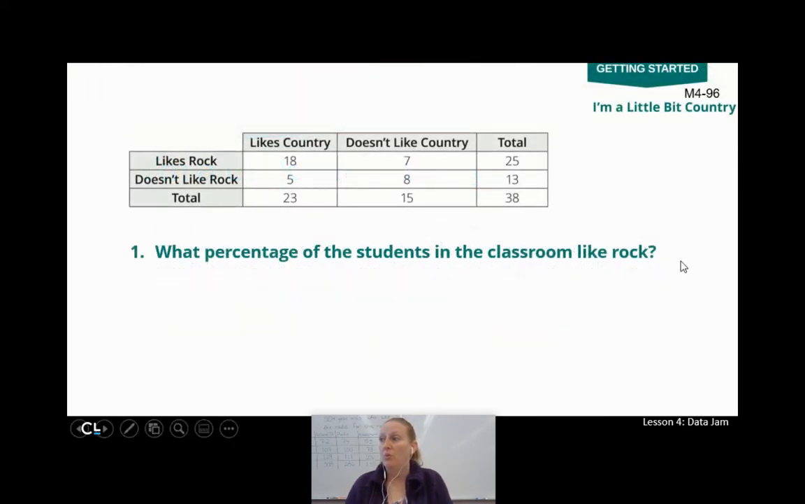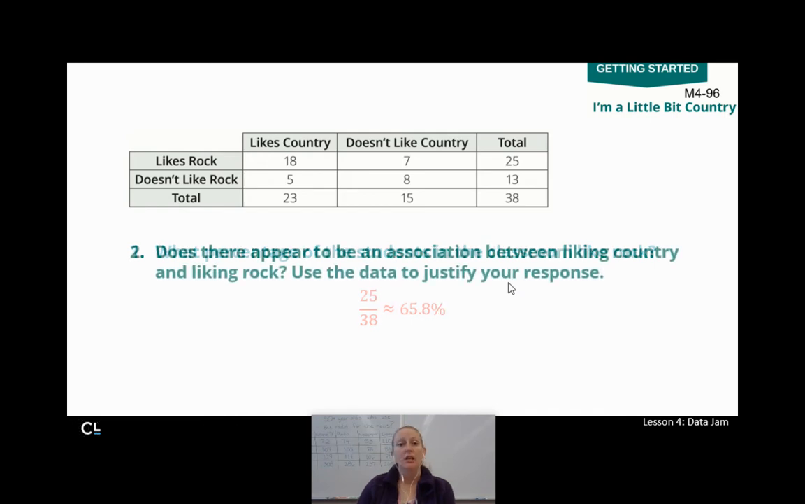So, question number 1, what percentage of the students in the classroom like rock? I grabbed my calculator and I was like, okay, 25 students like rock, so 25 out of 38. So I did 25 divided by 38. They want a percent, so I multiplied by 100. And I found I got 65.8% of the students in the classroom like rock.